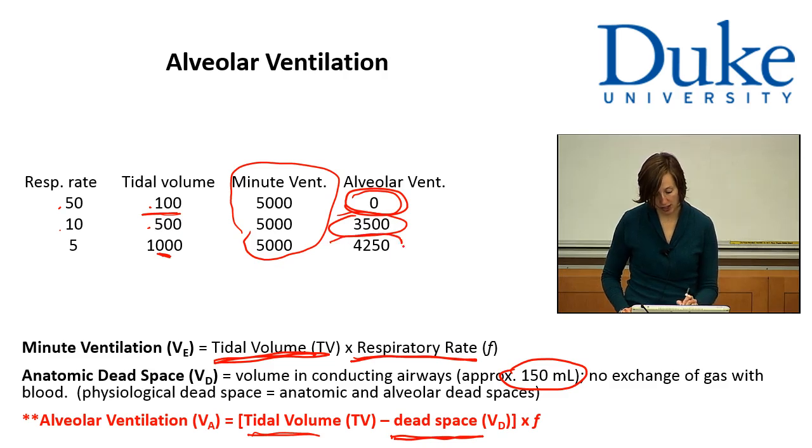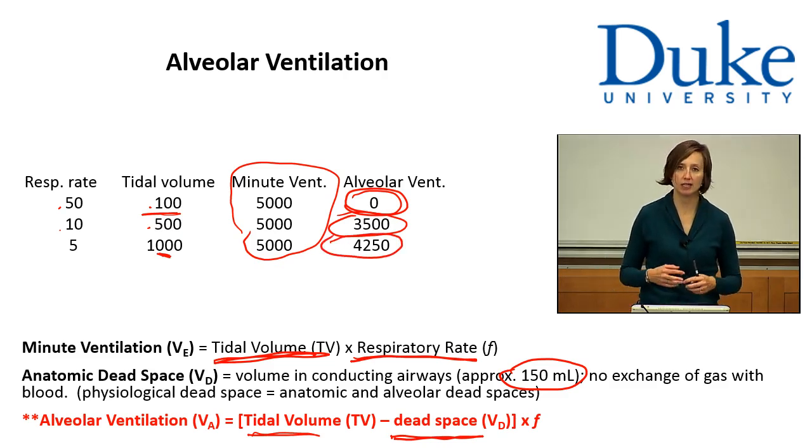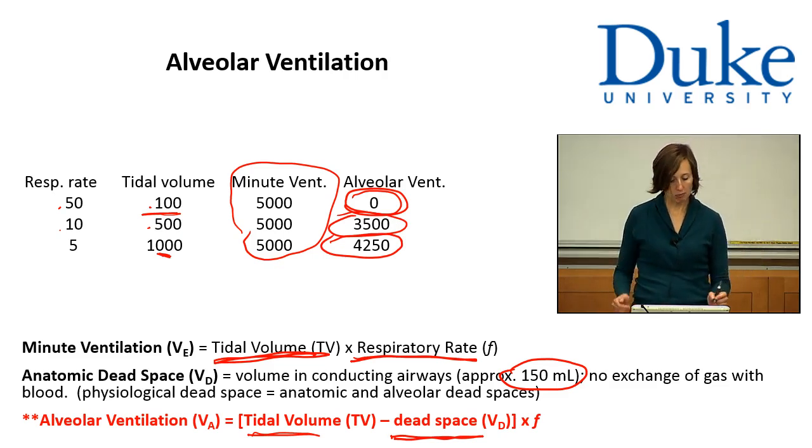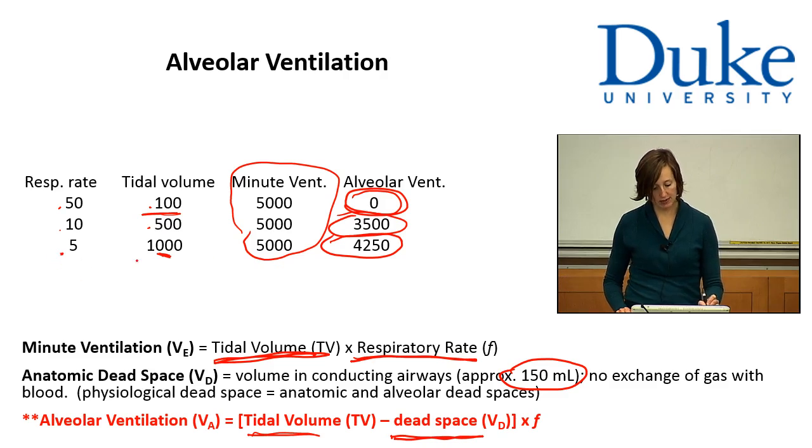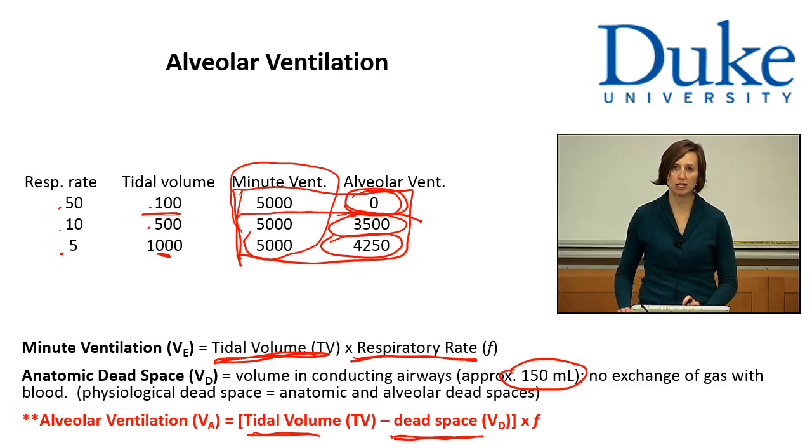And so we have actually a greater alveolar ventilation if we're taking deeper, less frequent breaths, so that we can have the same minute ventilation but yet have radically different alveolar ventilation. So it's important to keep that in mind, that minute ventilation does not necessarily mean all that much, that alveolar ventilation is also very important to consider.